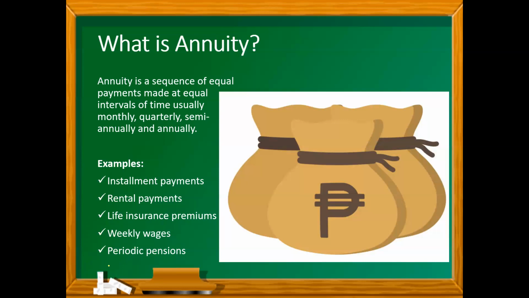In coming up with the formula for the annuity, aside from the inflation, two factors are taken into consideration. First is the timing of payment, whether it is paid at the beginning or at the end of the period. And secondly, future value and present value perspectives.